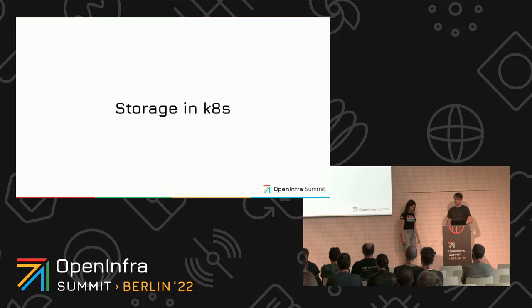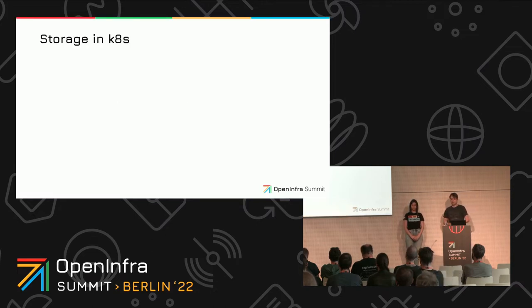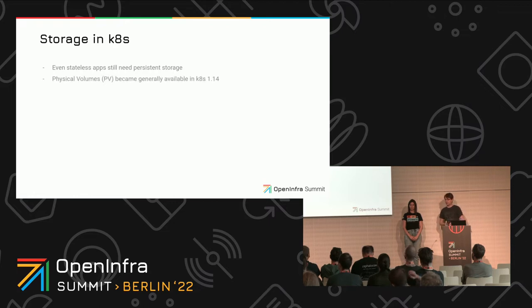All right, thanks, Victoria. So let's start talking about storage and Kubernetes first. Even if you're running the most fancy stateless application today, you still need some persistent storage, right? For example, your database wants to store some data, and you run it on the containerized orchestrator, so you need some storage at the back end somewhere. So Kubernetes introduced this back in release 1.14, with the idea of persistent volumes, when this became generally available.